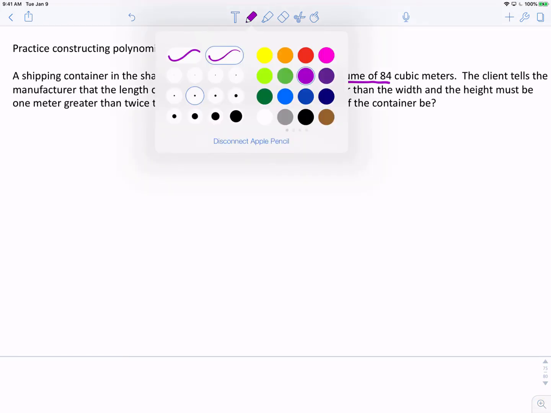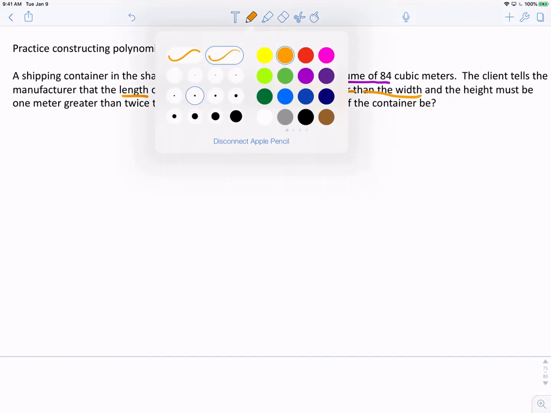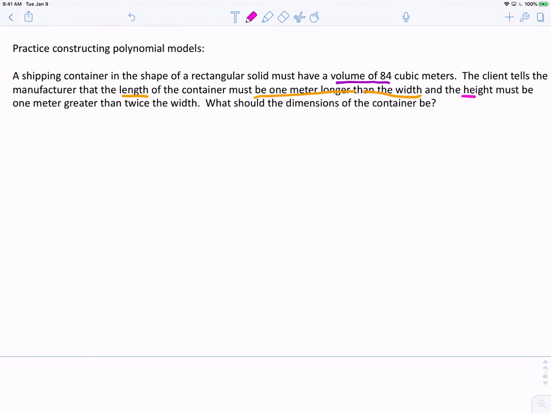All right, so let's think about some phrases here that are probably pretty important. The length has to be 1 meter longer than the width. The height must be 1 meter greater than twice the width. And we know that the volume has to be 84 cubic meters. Just as a reminder, the volume of a rectangular solid is the length times the width times the height.